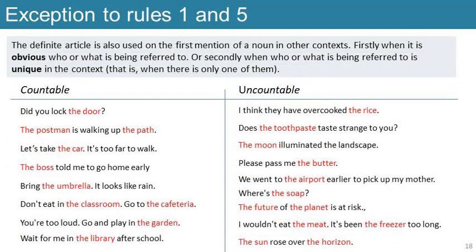The definite article is also used on the first mention of a noun in other contexts. Firstly, when it is obvious what is being referred to. Or secondly, when what is being referred to is unique in the context. That is, when there is only one of them. Here are examples of both countable and uncountable nouns that are obvious or unique in their context.